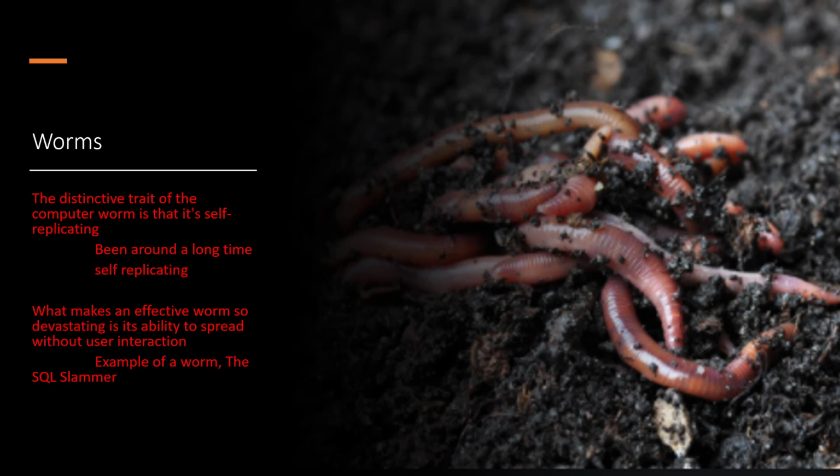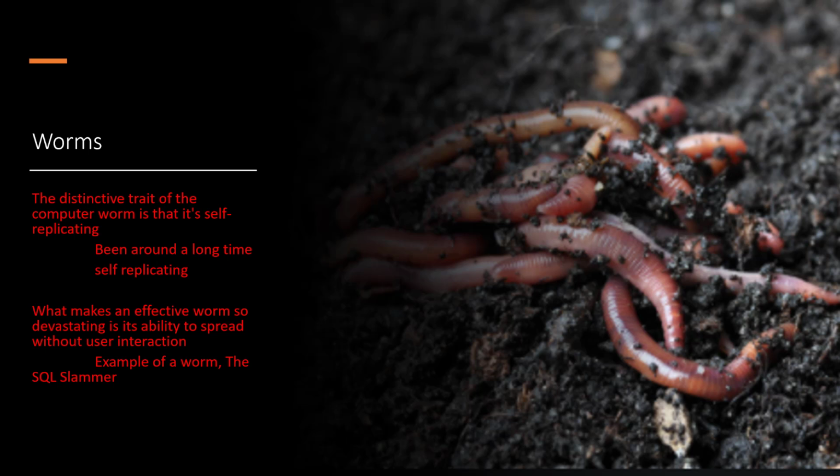Second up on our list of malware is worms. Worms have been around even longer than computer viruses, all the way back to mainframe days. In the 1990s, the use of emails made the worm a popular type of malware. One person would open a wormed email and the entire company would be infected in short order. The distinctive trait of the computer worm is that it's self-replicating. This is very important to remember.